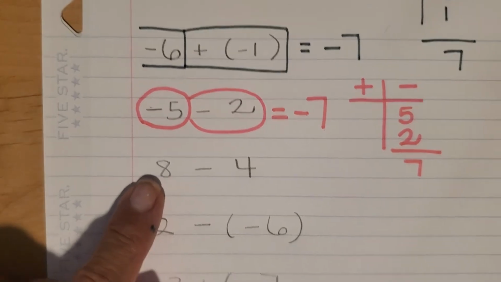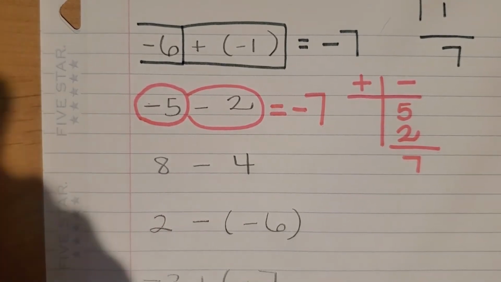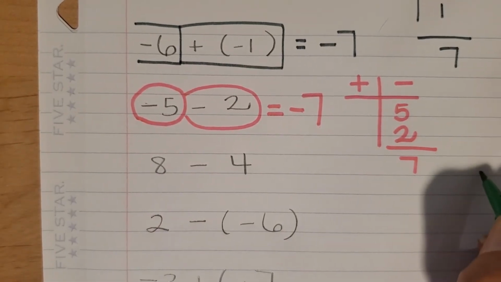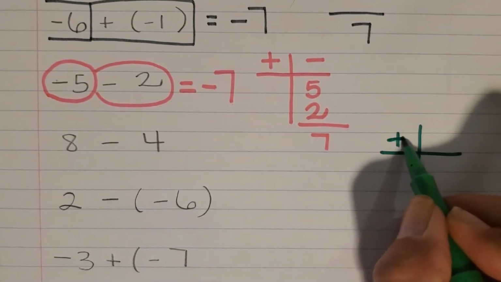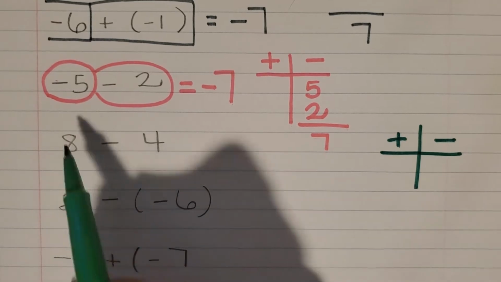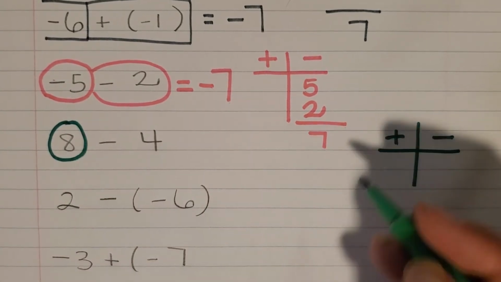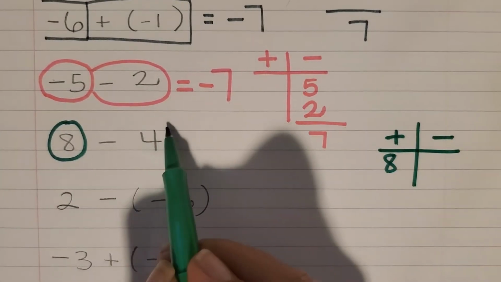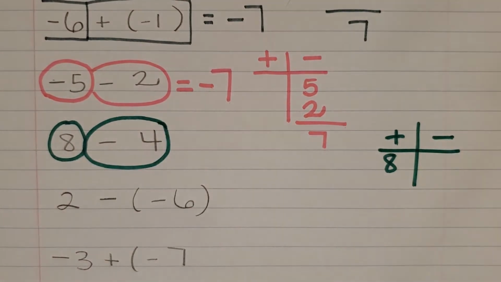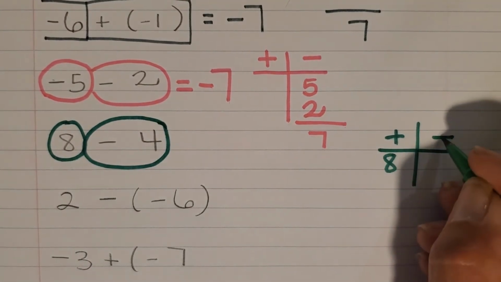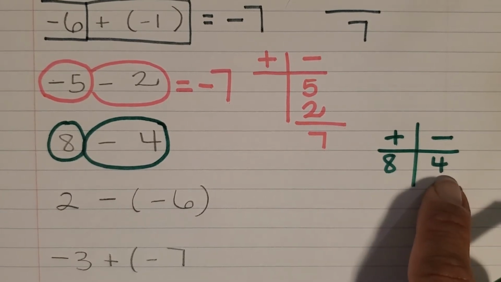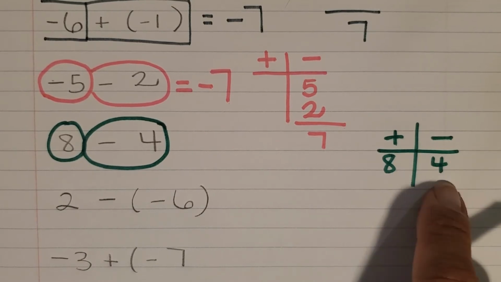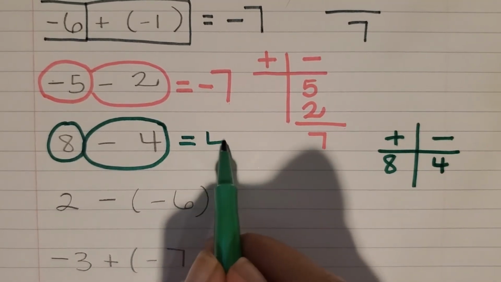Now this one we'll do the same way. So once again, I've got my scoreboard. I've got positives and negatives. My first term is a +8, and my second term is a -4. So I have -4. Now if I have 8 positives and 4 negatives, if we balance it out, we would have 4 positives.